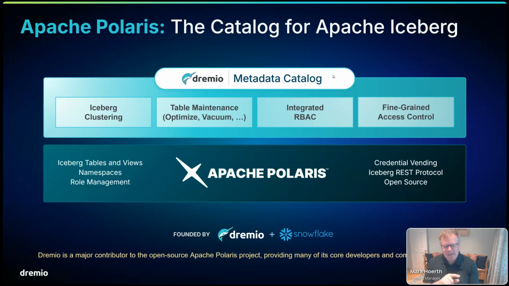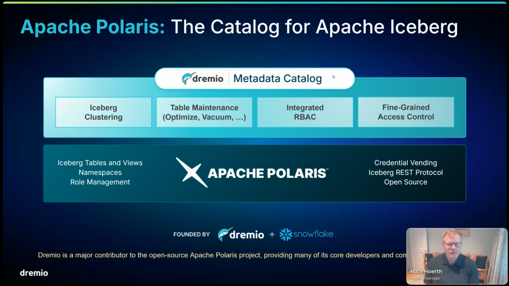Apache Polaris has many features, which you can see in the middle of this chart. It supports Iceberg tables and views, no matter where they're created. It has a provision for namespaces and role management. And over on the right-hand side of this picture, you can see that it provides credential vending, Iceberg REST protocol support, and most importantly, it's open source. It's completely open source, according to the rigorous standards of the Apache community.